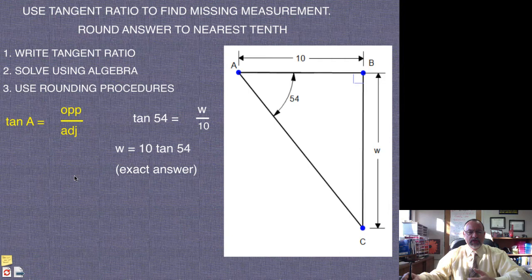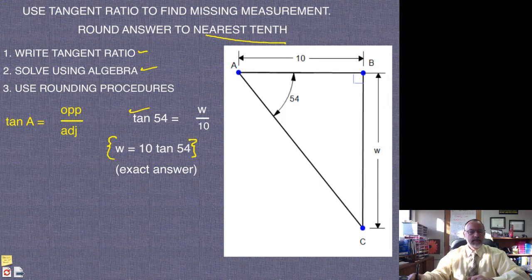I then use my algebra to solve for W. So W is solved for, so I know what the length of W is. It's exactly 10 times the tangent of 54. This would be my exact answer, so this is where I would have to see this. So I need to see your work, where you started from, and then the arithmetic that you did to arrive here.